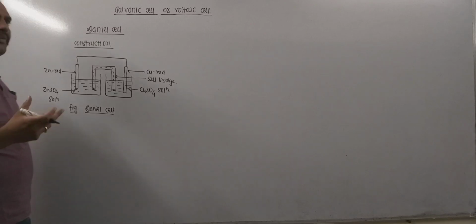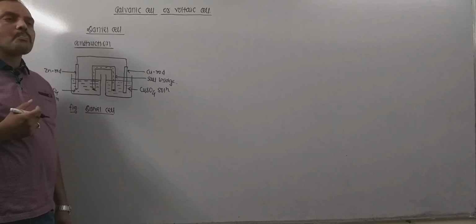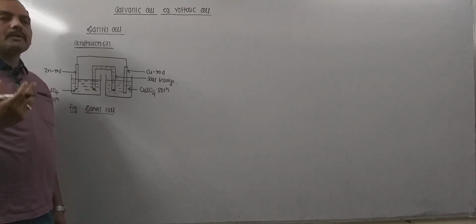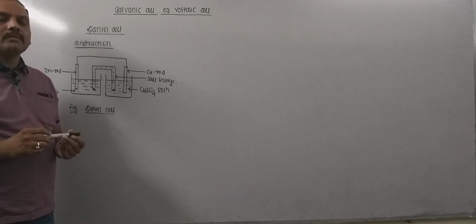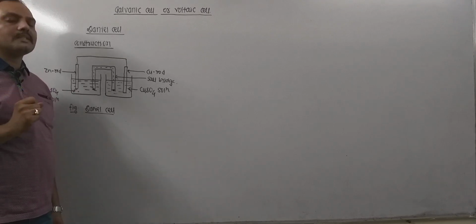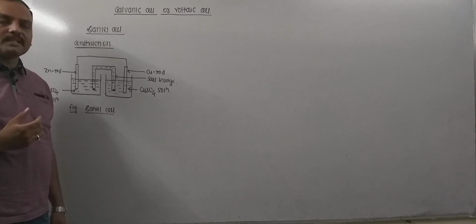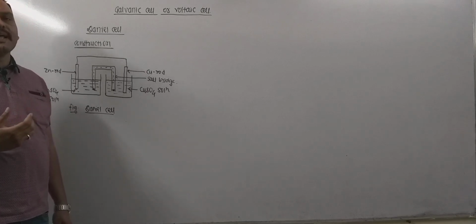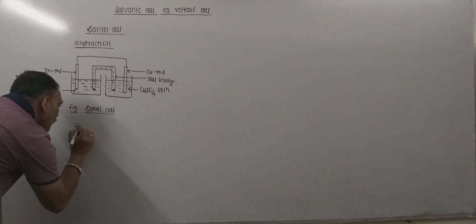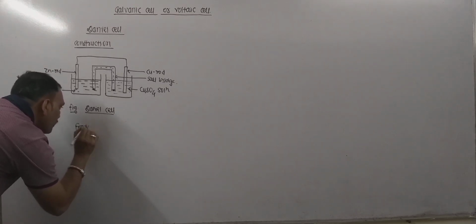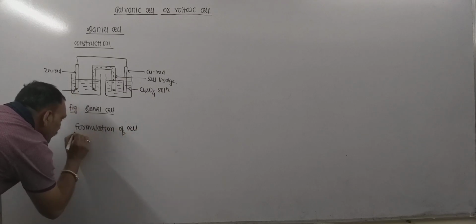Now we can't draw the figures every time, thus we need to use simple notations in order to express the cells, and that simple notation is the formulation of the cell. In the next coming lectures we will discuss the formulation, how to represent the galvanic cell. So first of all, the point is the Daniell cell. So how to represent this, the formulation of the cell, that is the Daniell cell.